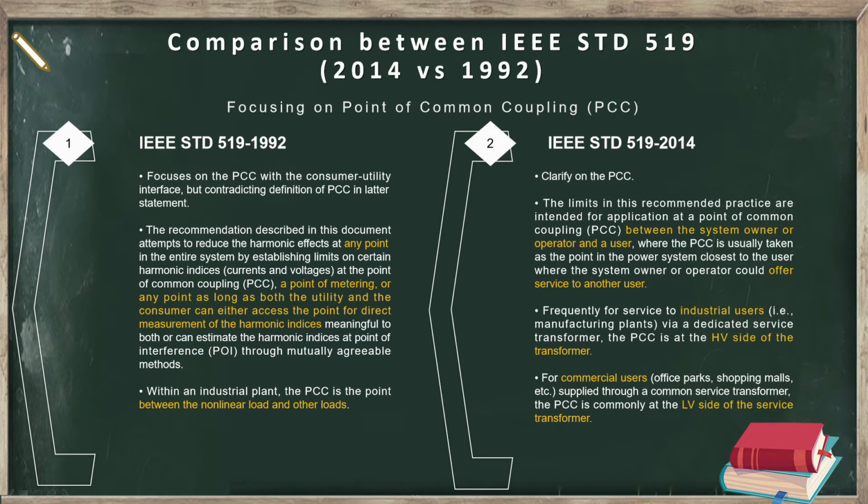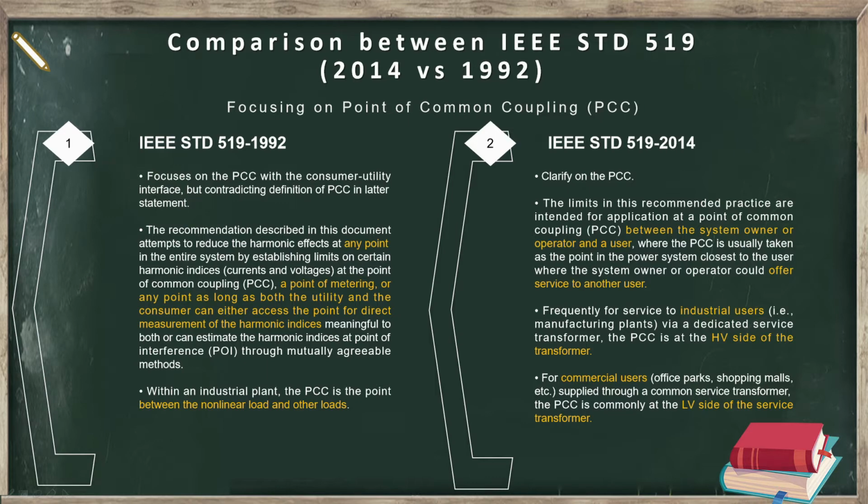So now we are going to compare the two different versions of IEEE Standard 519. In the 1992 version, the harmonic effects can be reduced at any point in the entire system. The PCC is a point of metering or any point as long as both the utility and the consumer can either access the point for direct measurement of the harmonic index. And for the industrial plant, the PCC is the point between the nonlinear load and other loads.